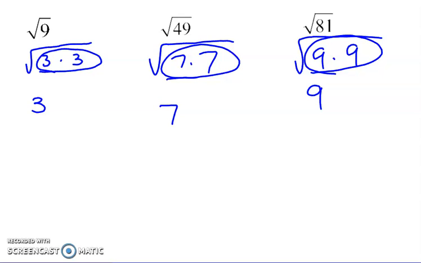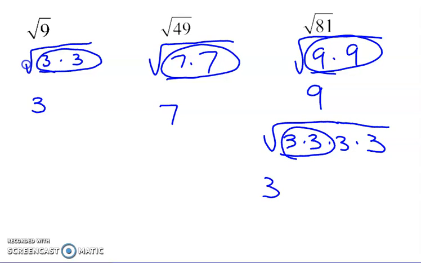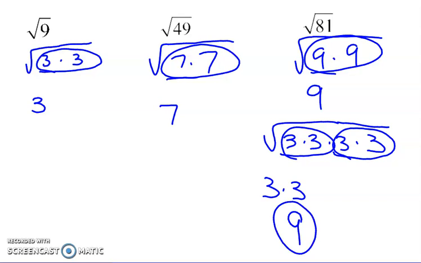If we continue the factorization of 81, so let's say we took it further, said 3 times 3 times 3 times 3. We're still pulling a pair of 3's out. We have a second pair of 3's. That still gives us 9. Okay? So again, if you know your perfect squares, life will be a little bit easier.